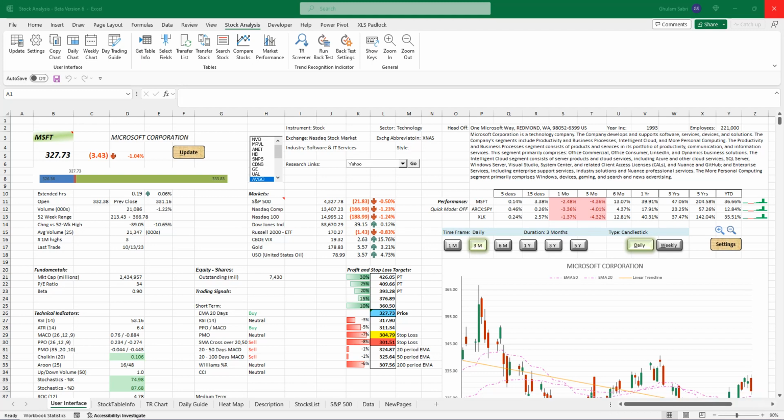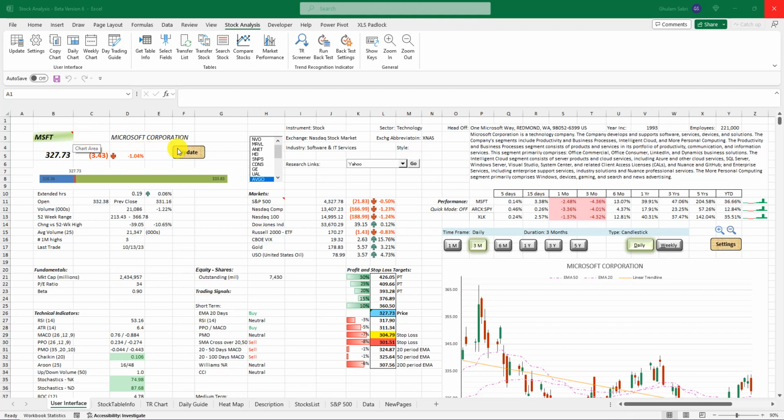When you first start the stock analysis software, it brings you the first worksheet, which is known as user interface. This is where you enter a single ticker symbol in the cell B3, which is shown right here. Here you enter a new ticker symbol and it will update the worksheet and fill in all the information based on that particular ticker symbol.